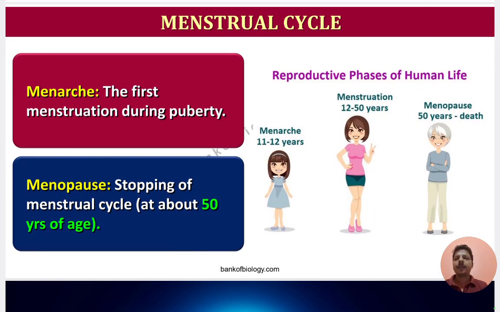Next, menarche. It is the first menstruation during puberty, which occurs at 11 to 12 years. And menopause is the stopping of the menstrual cycle at about 50 years of age. Menstruation occurs from 12 to 50 years of age. Then menopause occurs from 50 years onwards.